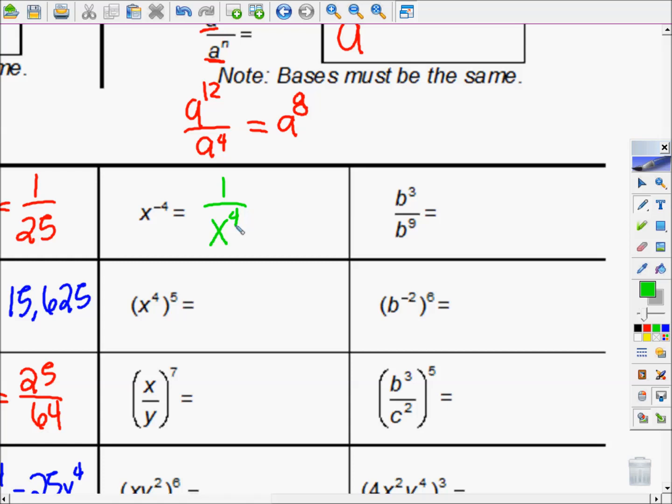Wait, can you help me with b^3 over b^9? Okay, well first, what does that mean you do? Subtract. So 3 minus 9 equals negative 6. To the bad b, where does it go? Bottom. I barely got it. Ooh. Got it. It took me a while.